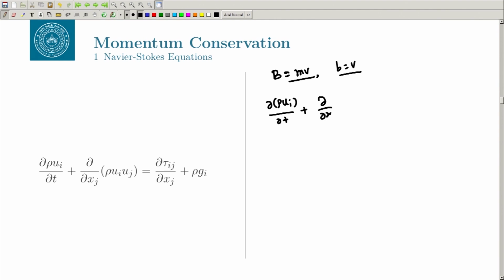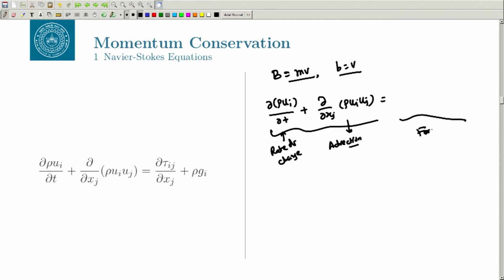So, this will be del by del x_j of rho u_i u_j, and this first term is basically your rate of change, and this is your flux or the advection, how they are being transported through the surfaces, and that should be equal to the forces. There will be some forces acting on the body, that is Newton's second law, which we will see shortly. This represents the rate of change of momentum, and that will be equal to the forces.